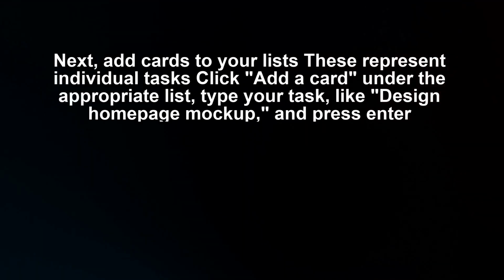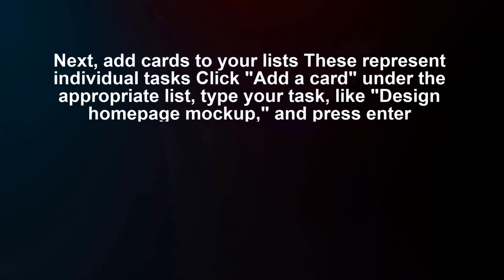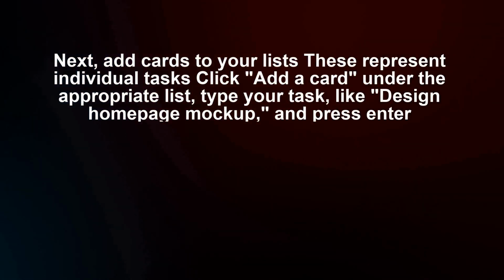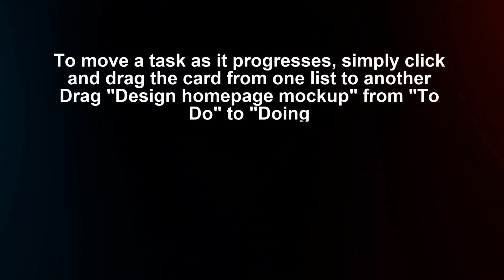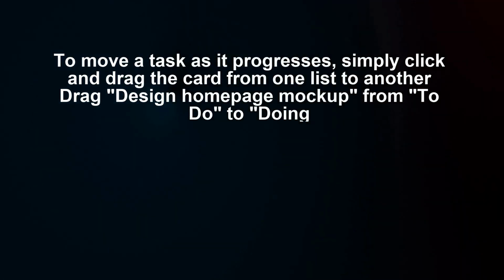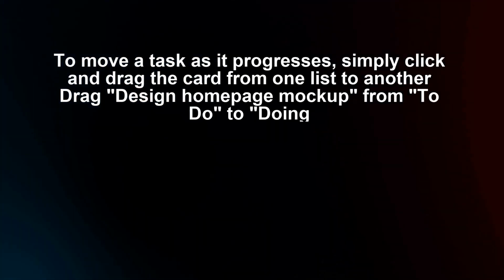Next, add cards to your lists. These represent individual tasks. Click Add a card under the appropriate list. Type your task, like Design Homepage Mockup, and press Enter. To move a task as it progresses, simply click and drag the card from one list to another. Drag Design Homepage Mockup from To Do to Doing.